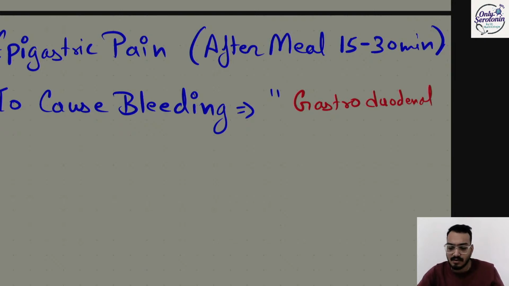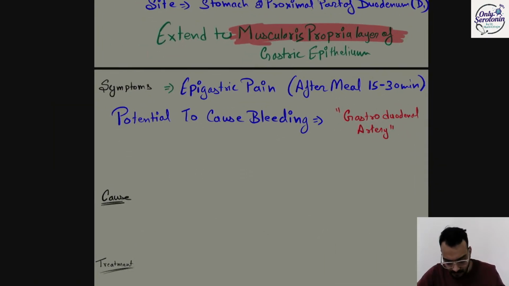The gastroduodenal artery is the branch of which artery, guys? Anyone can tell me if anyone is present here? The gastroduodenal artery is the branch of the common hepatic artery. Great.